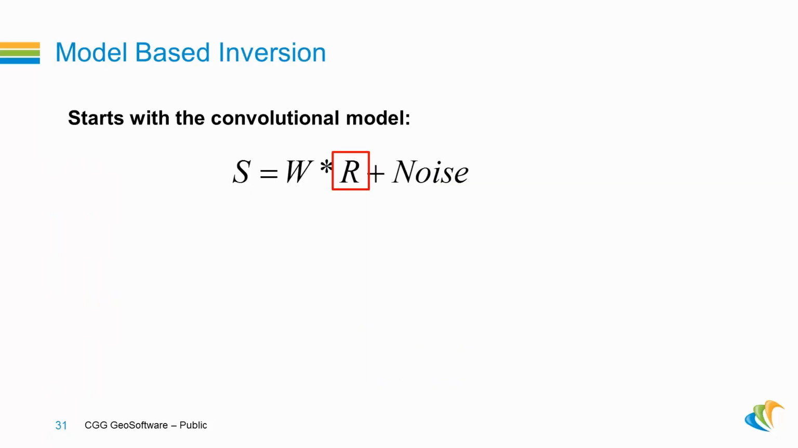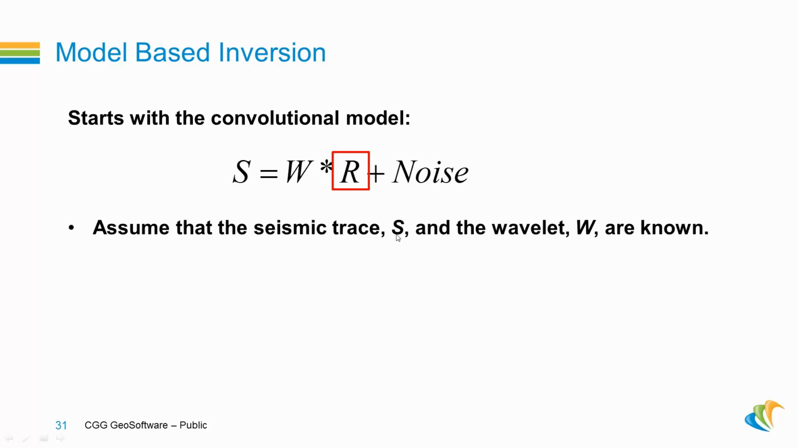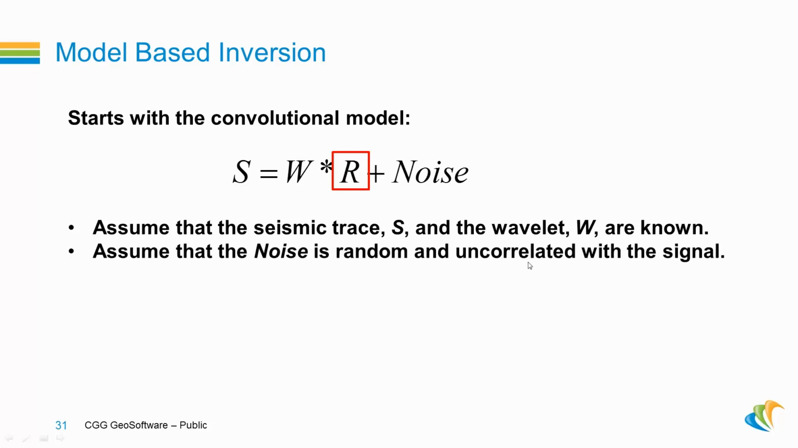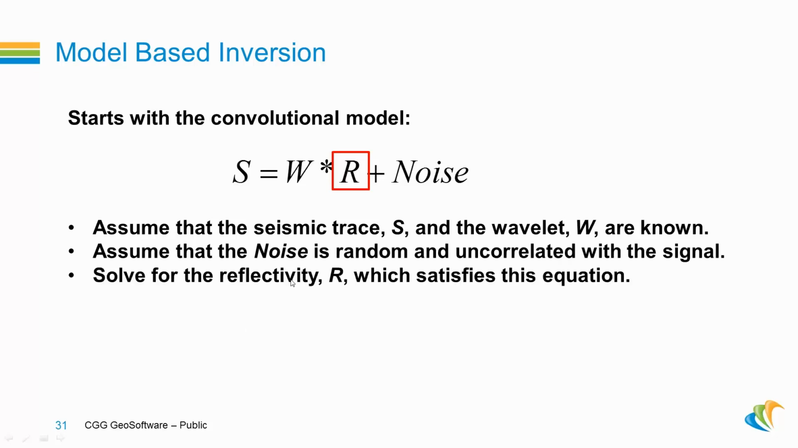Model-based inversion is another way of doing inversion, which is the main focus of Hampson-Russell Strata. It uses this formula: seismic equals wavelet convolved with the reflectivity plus some noise. It assumes that the seismic trace and the wavelet are known, which is the case. We know the seismic, we estimate the wavelet, and it assumes that the noise is random and uncorrelated with the signal, and solves for the reflectivity which satisfies this equation.